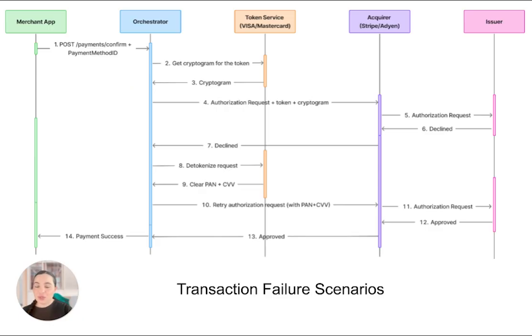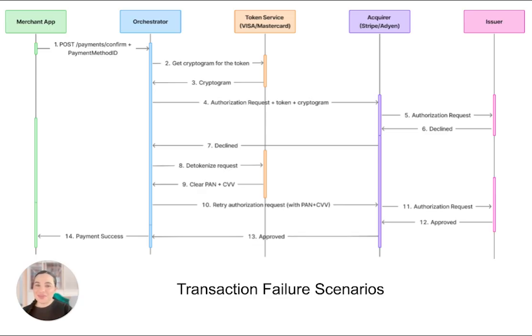Remember, cryptograms are single use, so having a saved token doesn't get you out of that call. Step 4. We authorize with the token and the cryptogram. Steps 5 and 6, the acquirer passes it to the issuer, and this time, the issuer says no. Declined. Now, why even fight a decline?